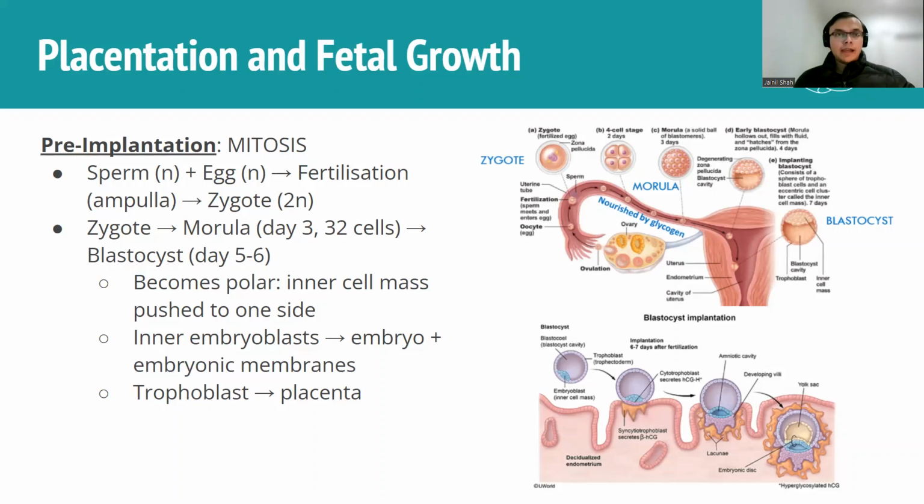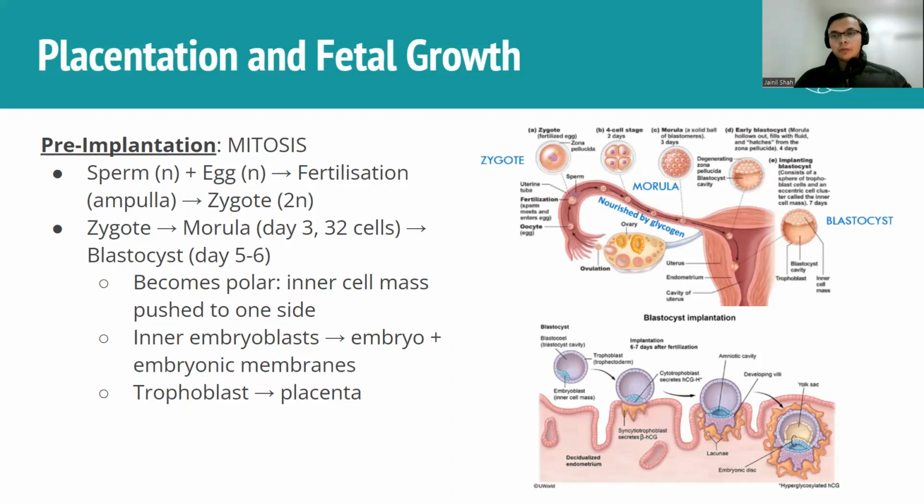Another thing to keep in mind is that it's constantly being nourished by glycogen while it's traveling along the way. But when it becomes that blastocyst, it stops being a uniform distribution of cells and becomes polar. In other words, there are two distinct ends to it. One end is where the inner cell mass is being pushed to one side. You can see on the diagram that the top part of the blastocyst is where the inner cell mass is collecting, and the other side is the other pole.